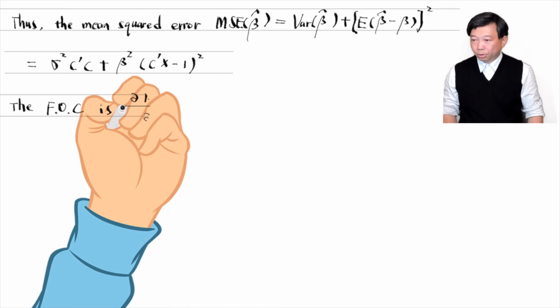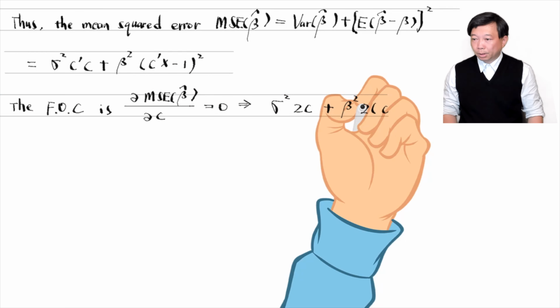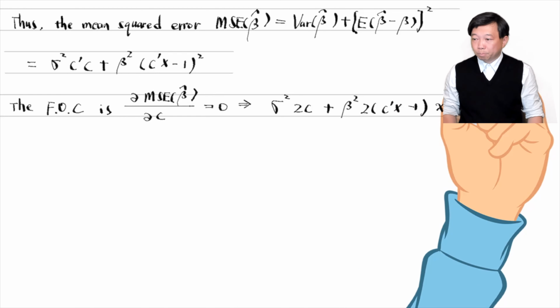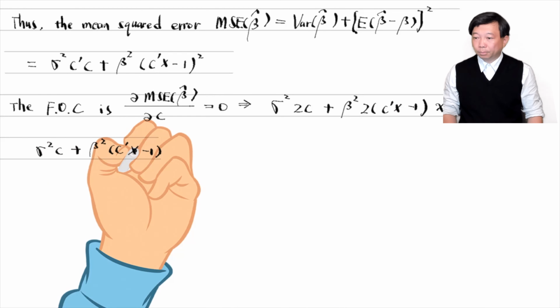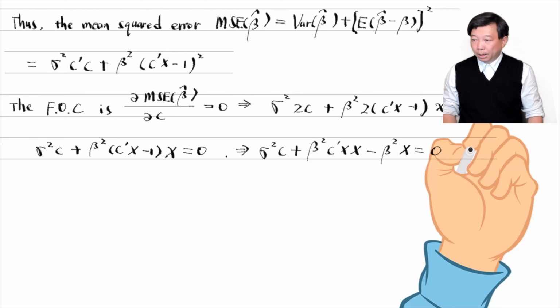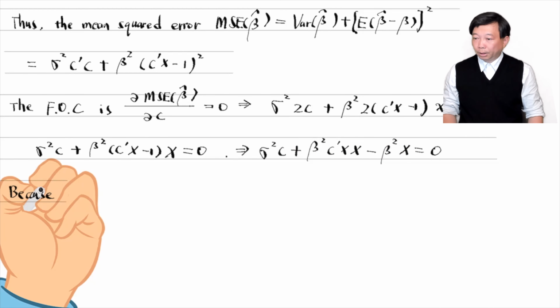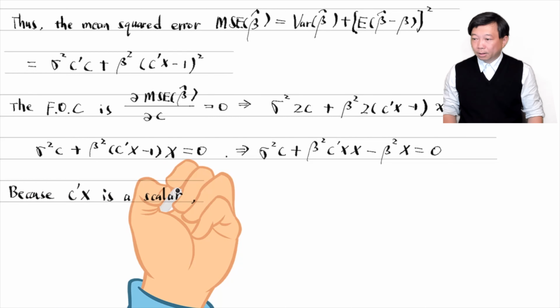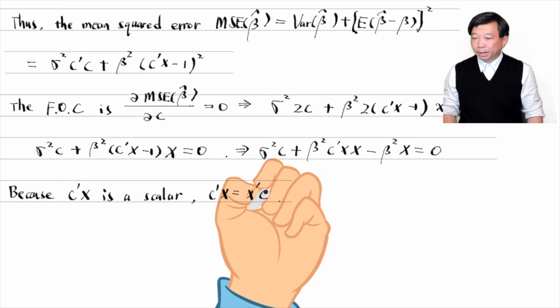The first order condition for minimization is the first derivative with respect to C equals 0. Using the vector derivative rules and the fact that the transpose of a scalar is itself, we get the answer.